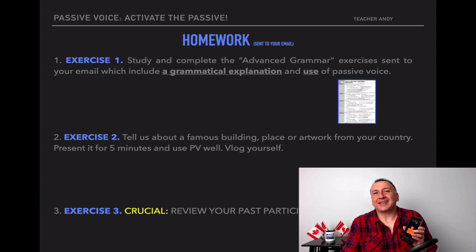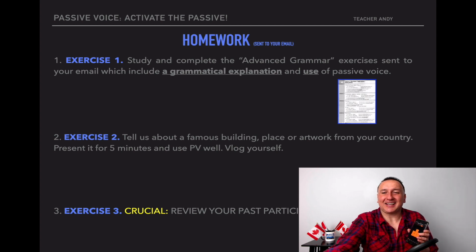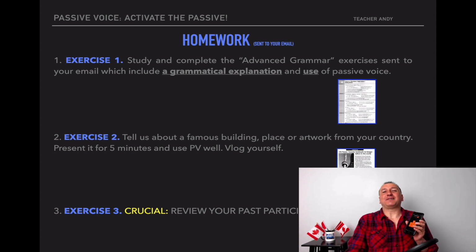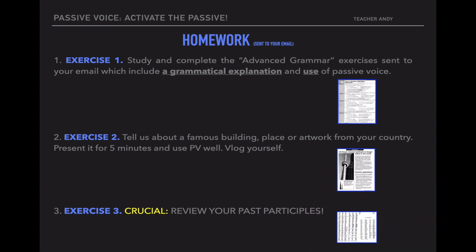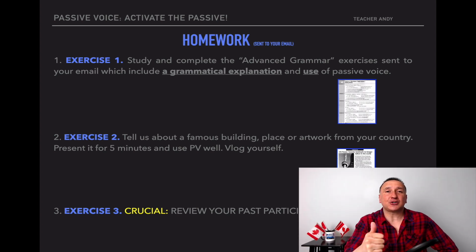Now, number 3, this one is very important, okay? Oh, sorry, number 2. And number 3 is this one over here. And of course, what I said before, you have to review your past participles. Remember, in English, we have regular and irregular past participles. I'm sure many of you have tried to learn them again and again, but the important thing is not only the list, but the pronunciation and being able to understand them when you hear.